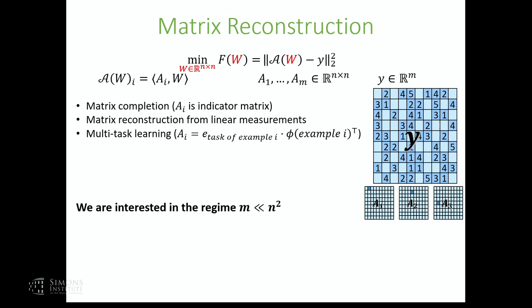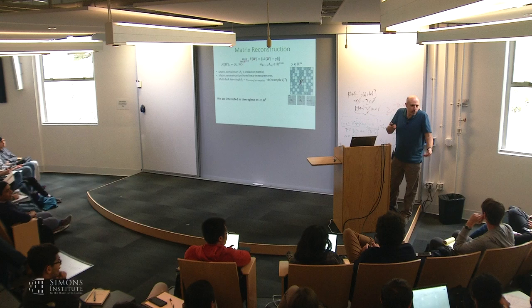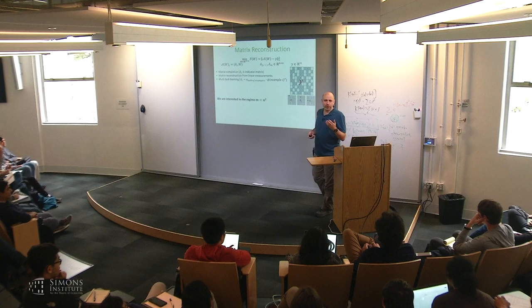If I solve this as an optimization problem, this is a really stupid optimization problem. How would you solve it? Seb, how would you solve this optimization problem? You put zero everywhere. Yeah, okay, the easiest thing to do. You put zero on the non-observed entries and complete the observed entries, and you get a zero solution. So it's very easy to solve this optimization problem.